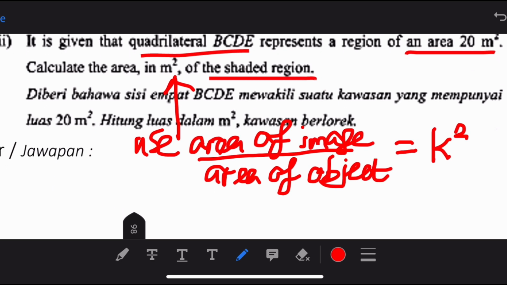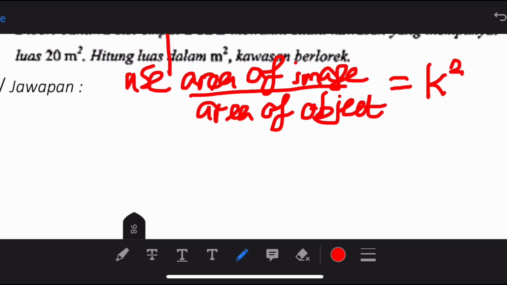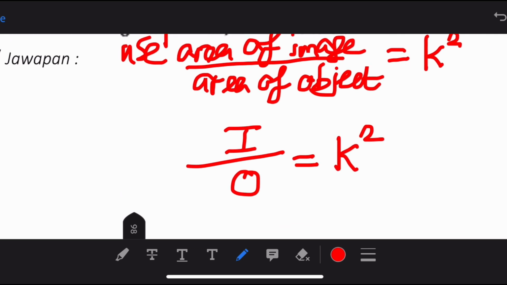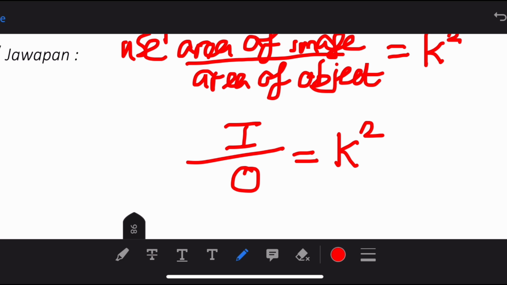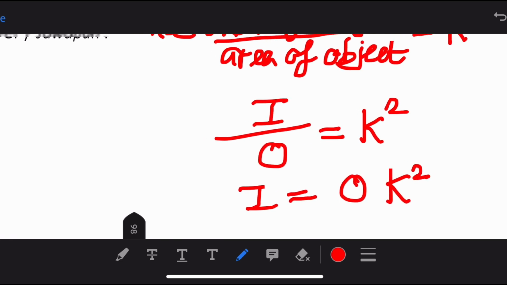This is the formula you use when you want to solve the last part of the question. I, representing the area of the image, over O, the area of the object, is equal to k square. So I is equal to O k square. Remember, area must be squared. This is the formula I introduced to you. I equals O k square. I think that's all for today.